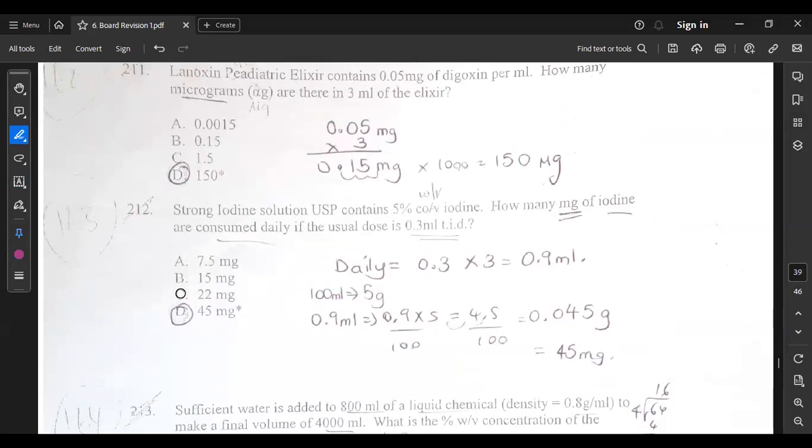Strong iodine solution, USP, contains 5% iodine. How many milligrams of iodine are consumed daily if the usual dose is 0.3 ml TID? So 5% weight in volume of iodine. How many milligrams of iodine are consumed daily if the usual dose is 0.3 ml TID?